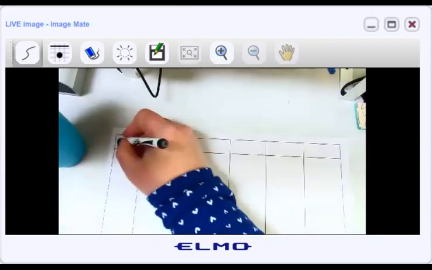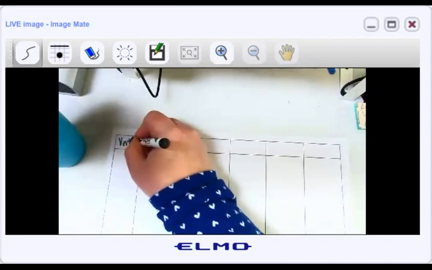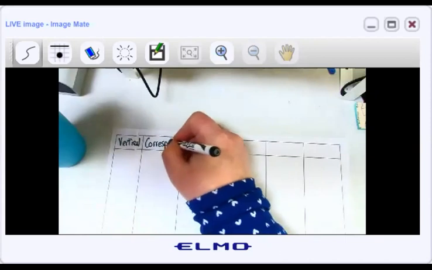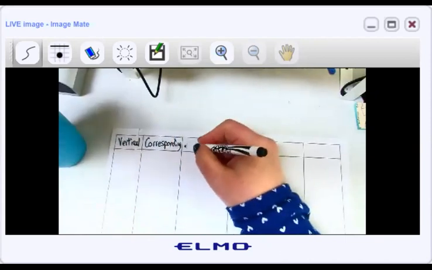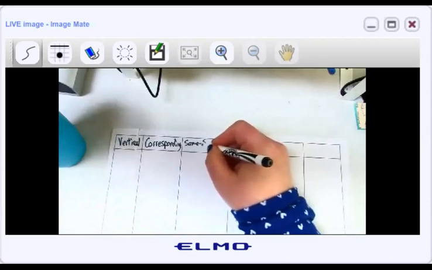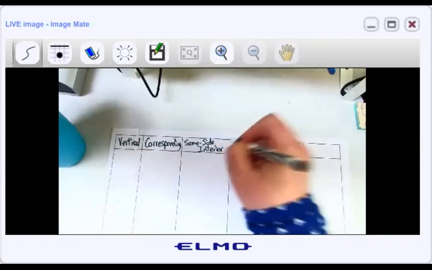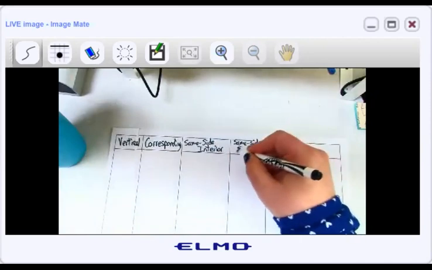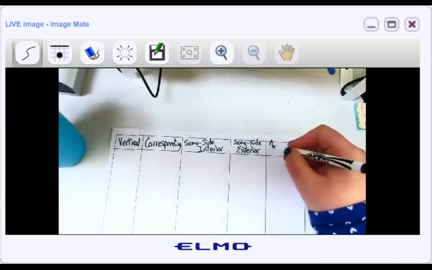So we have vertical, corresponding, same side interior, same side exterior, alternate interior.